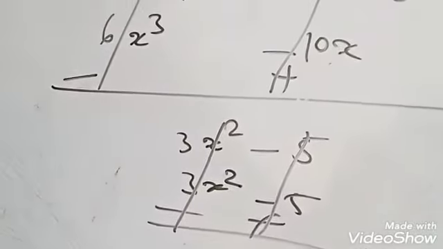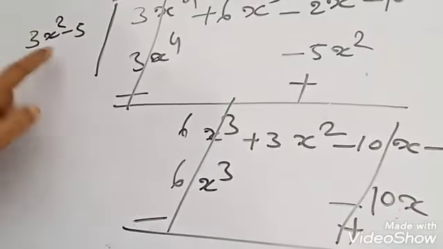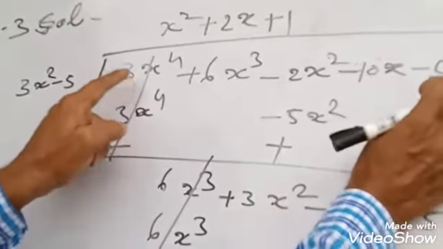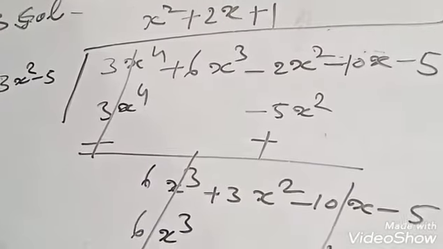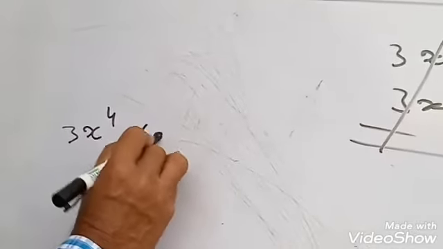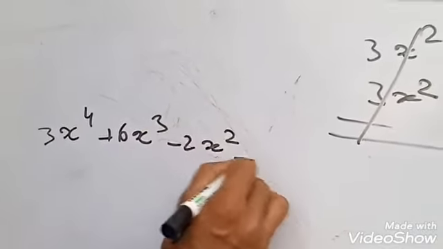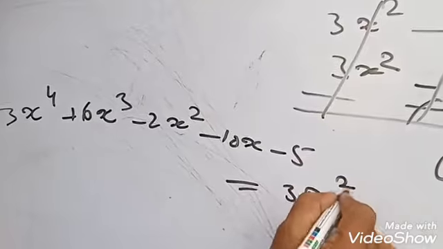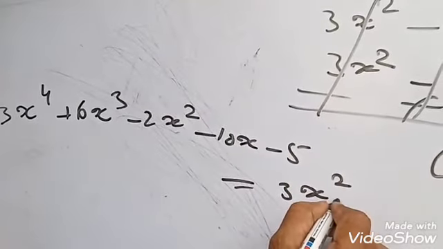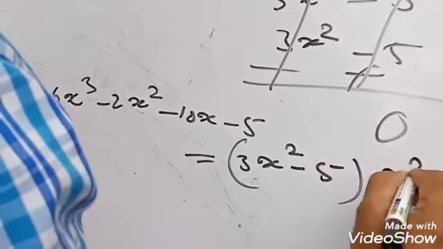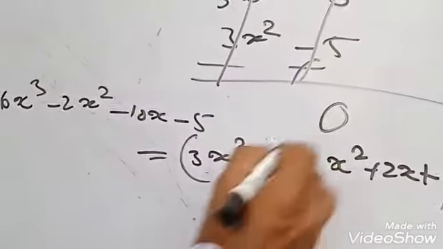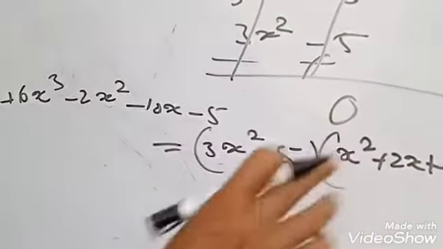Remainder is 0, it means this is the factor of this, and when it is multiplied by this, it will come to the total value. So from here, 3x^4 plus 6x^3 minus 2x^2 minus 10x minus 5 is equal to (3x^2 minus 5) times (x^2 plus 2x plus 1). These two are the factors.